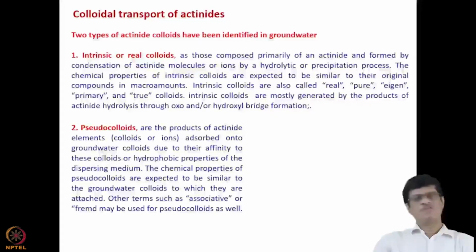There is another one called a pseudocolloid. There the colloid is formed by another metal ion, and the actinide is sorbed onto the colloids formed by the second metal ion. That can be some other metal ion, like a transition metal ion, which forms a colloid under the groundwater or experimental conditions, and there the actinide gets sorbed onto the colloid of the other metal ion. This is called an associative or pseudocolloid.